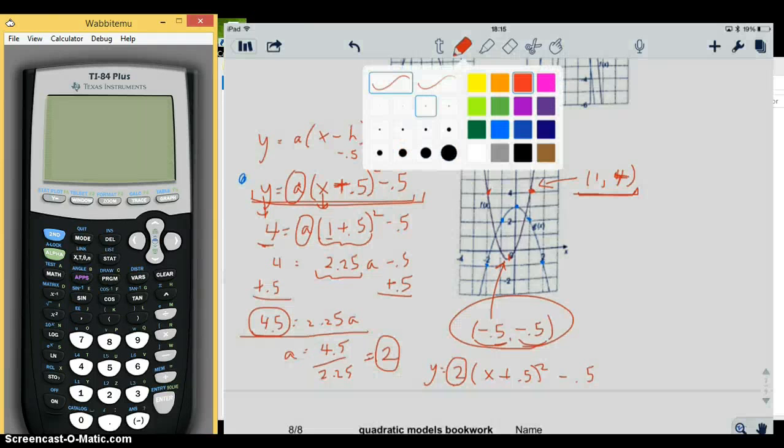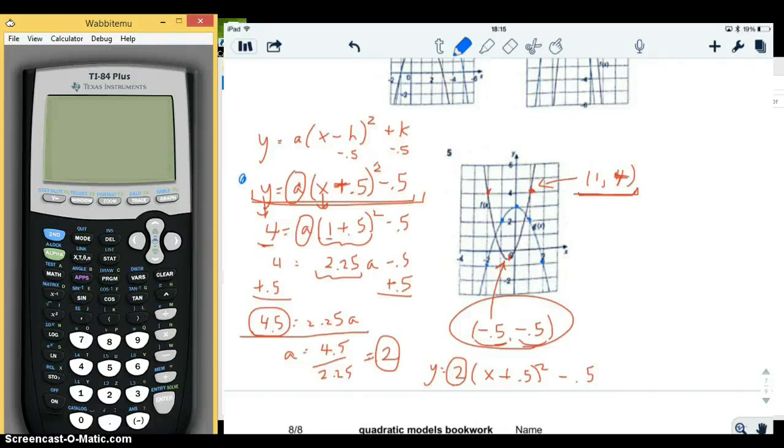Okay, now what about the blue one here? Well, the blue one is pretty much as easy as the first one. The only difference is that it opens down instead. So you do the same thing for the first part: you put in the vertex values. The vertex is at 0 comma, what is this? 1, 2, 3. 0 comma 3. So the h value is going to be 0, and the k value is going to be 3. And the a value, I forgot the most important part. So we're left with a x squared plus 3.